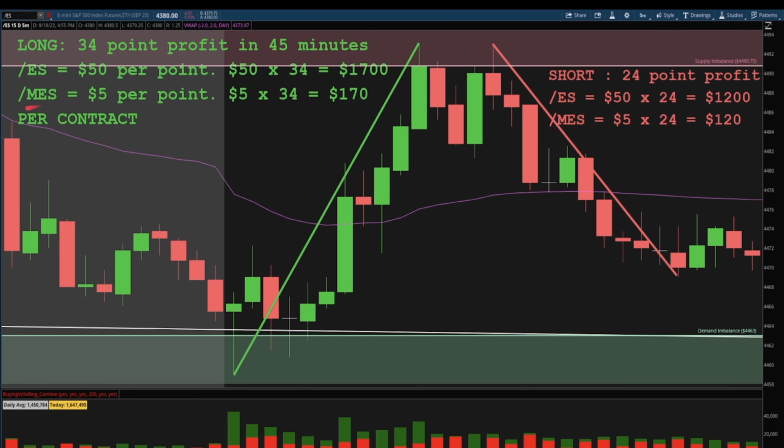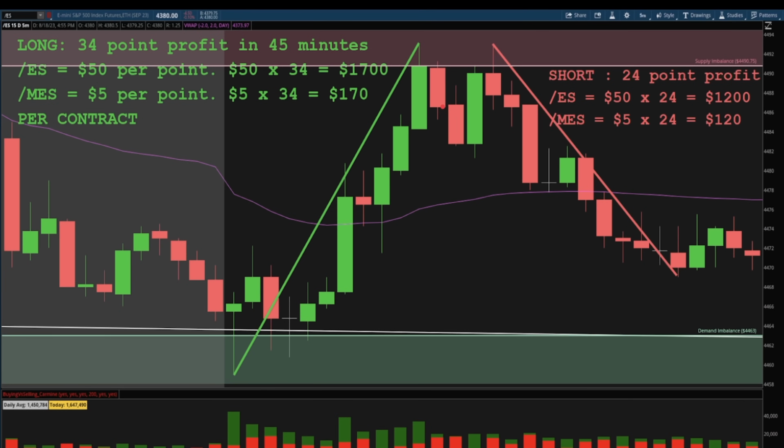Same thing with the micro E-mini contracts. $5 per point, 34 points times $5 is $170 per contract. Some brokers allow you to trade a micro contract with as little as $50. So we're putting $50 of our own cash in. The broker is putting up the rest of the margin, which again is why it is highly risky. However, it is easier to manage risk.